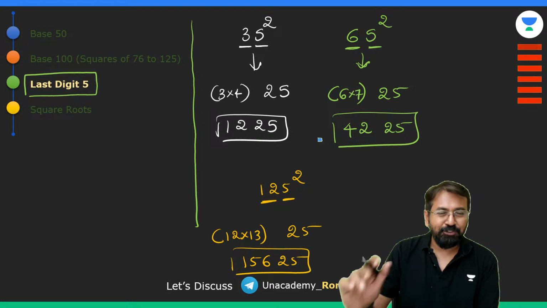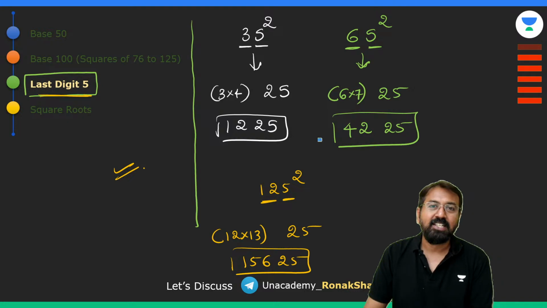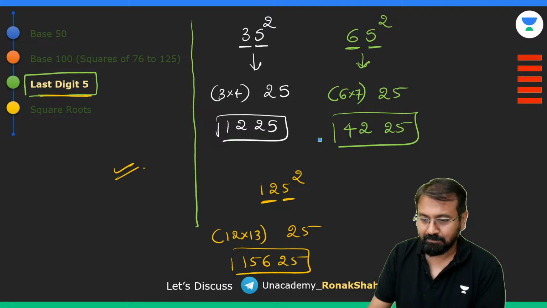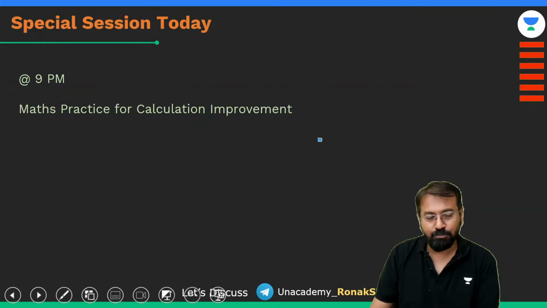Guys, so are you all clear with this part? This is how you can easily find out squares of numbers ending with 5. Okay, so let's look at a few more questions.